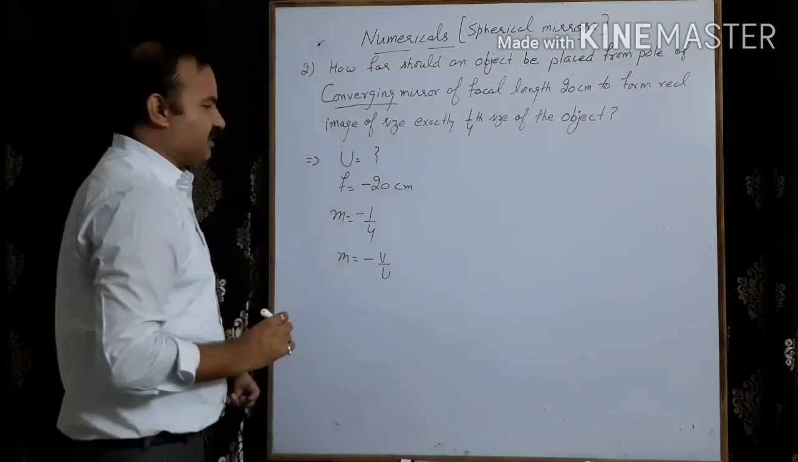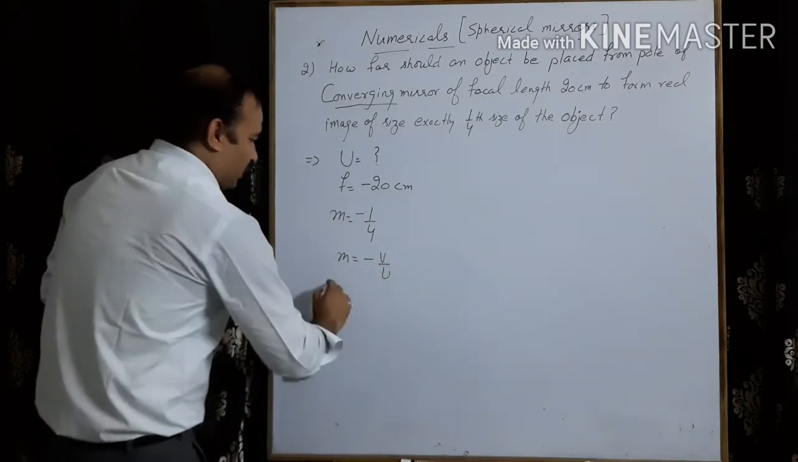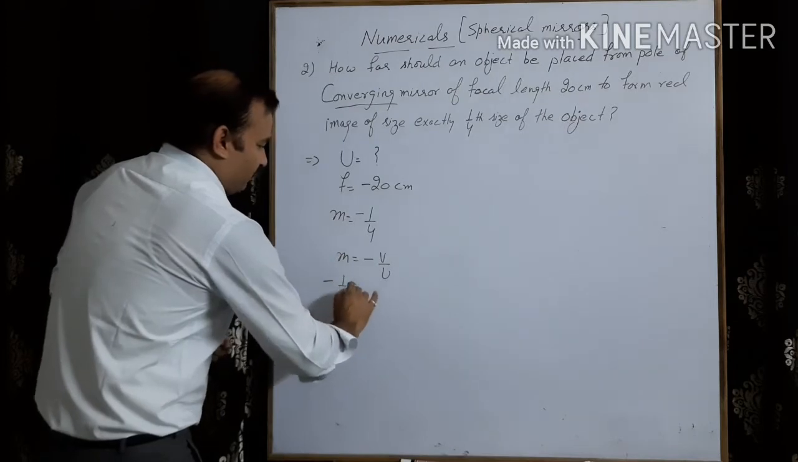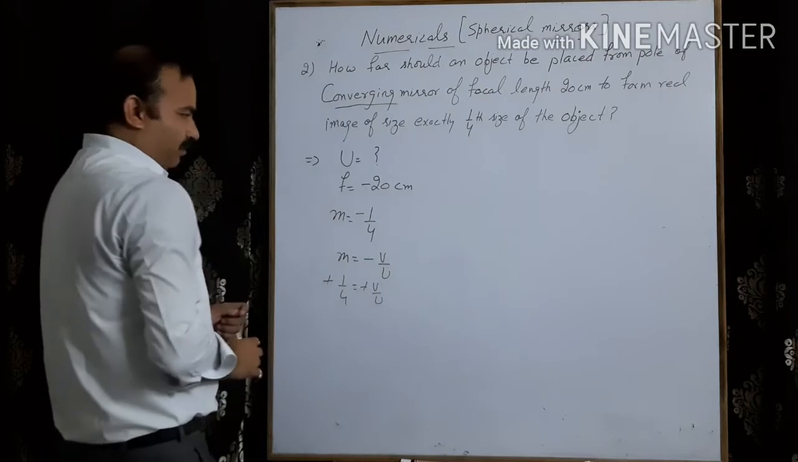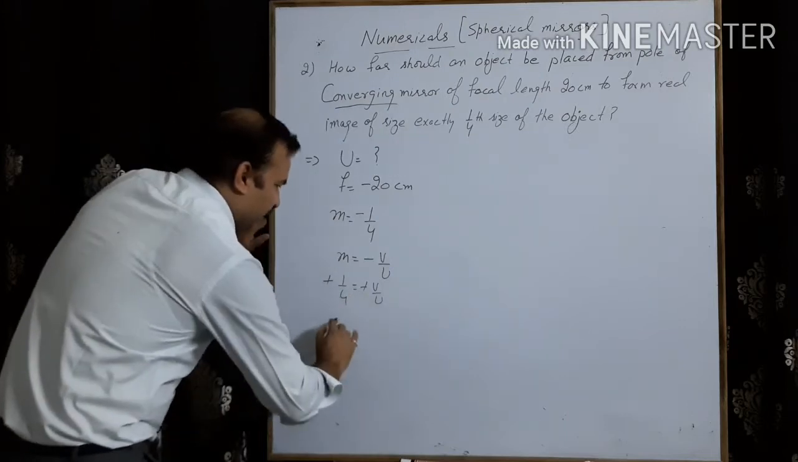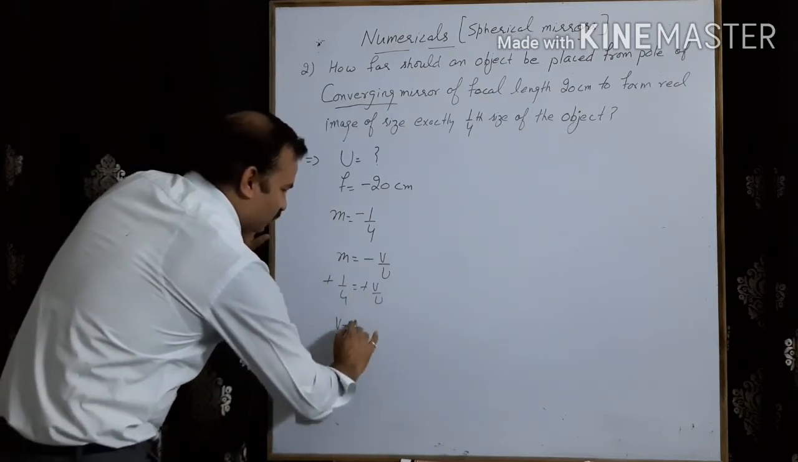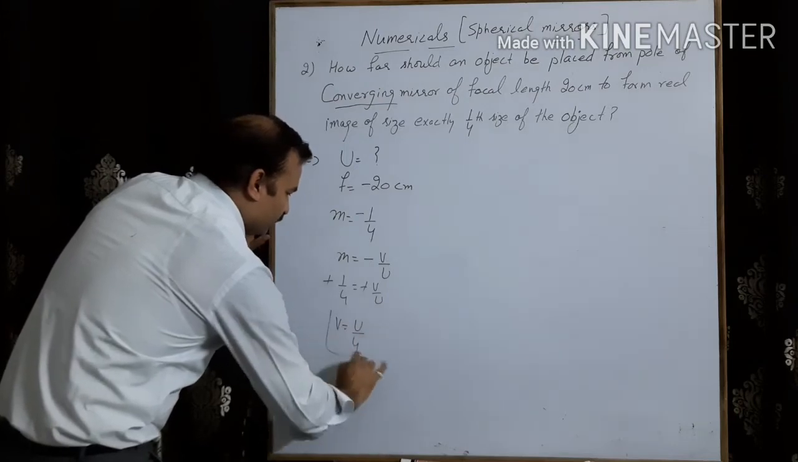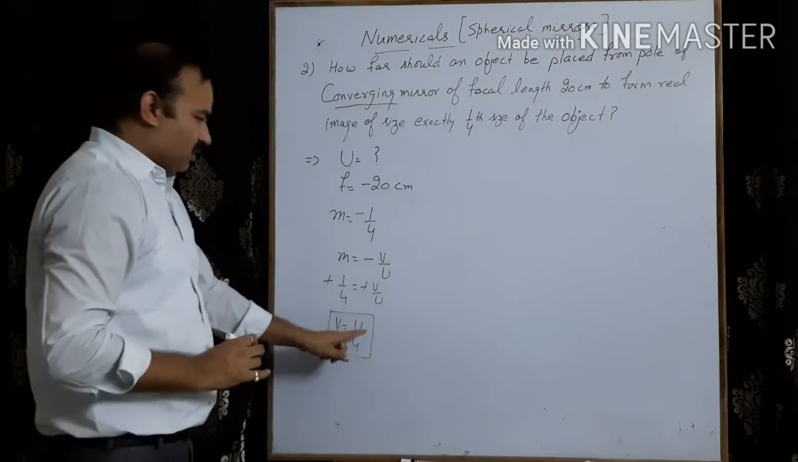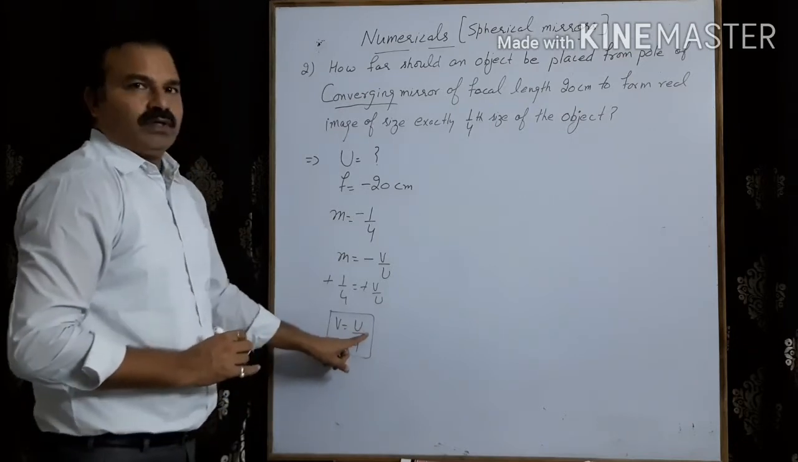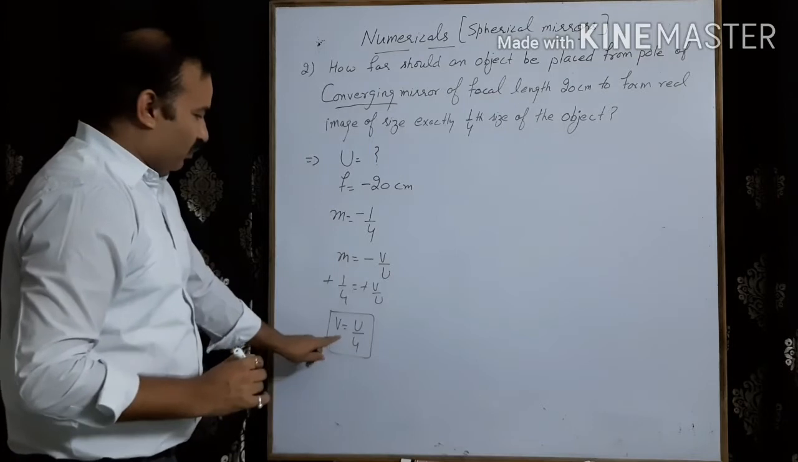We know magnification is minus v by u. So what is magnification? That is 1 by 4 is equal to minus v by u. Minus cancels with the minus. So we can write that v is equal to u by 4. We are writing v in terms of u because we have to find the value of u. Fine. Now we got a v.